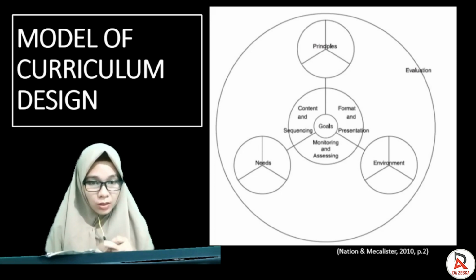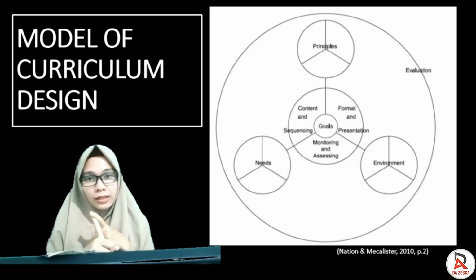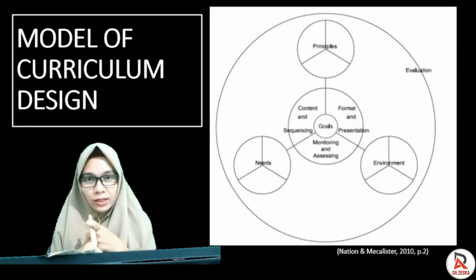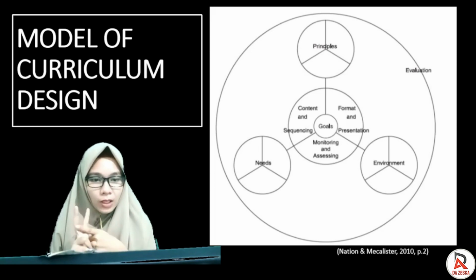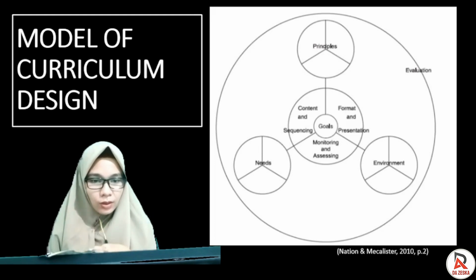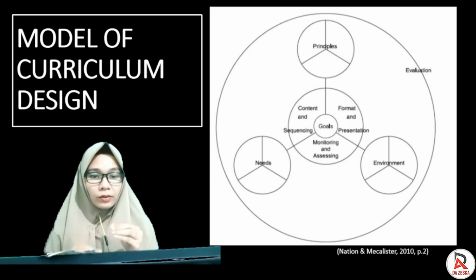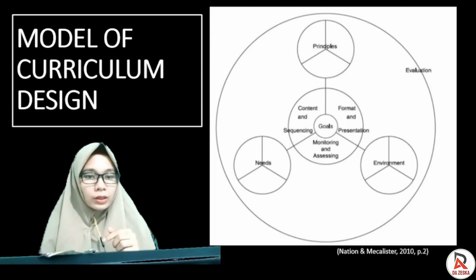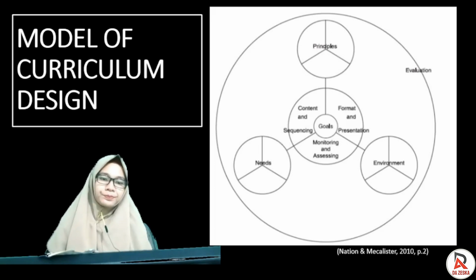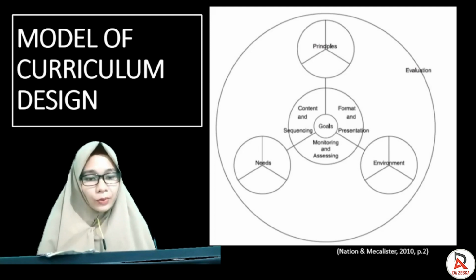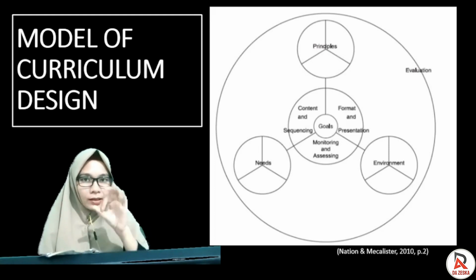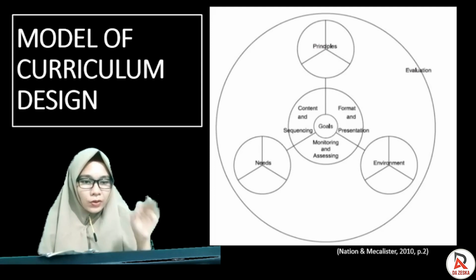Okay, we are done with the inner circle and also subdivisions of the inner circle. Content and sequencing, we are done with that. For manifestation, we're done with that. And the last is monitoring and assessing, we're done with that. Okay, and also the inner circle, the center one, which is goals. Well, we'll continue to the outer, okay, the three outer circles.